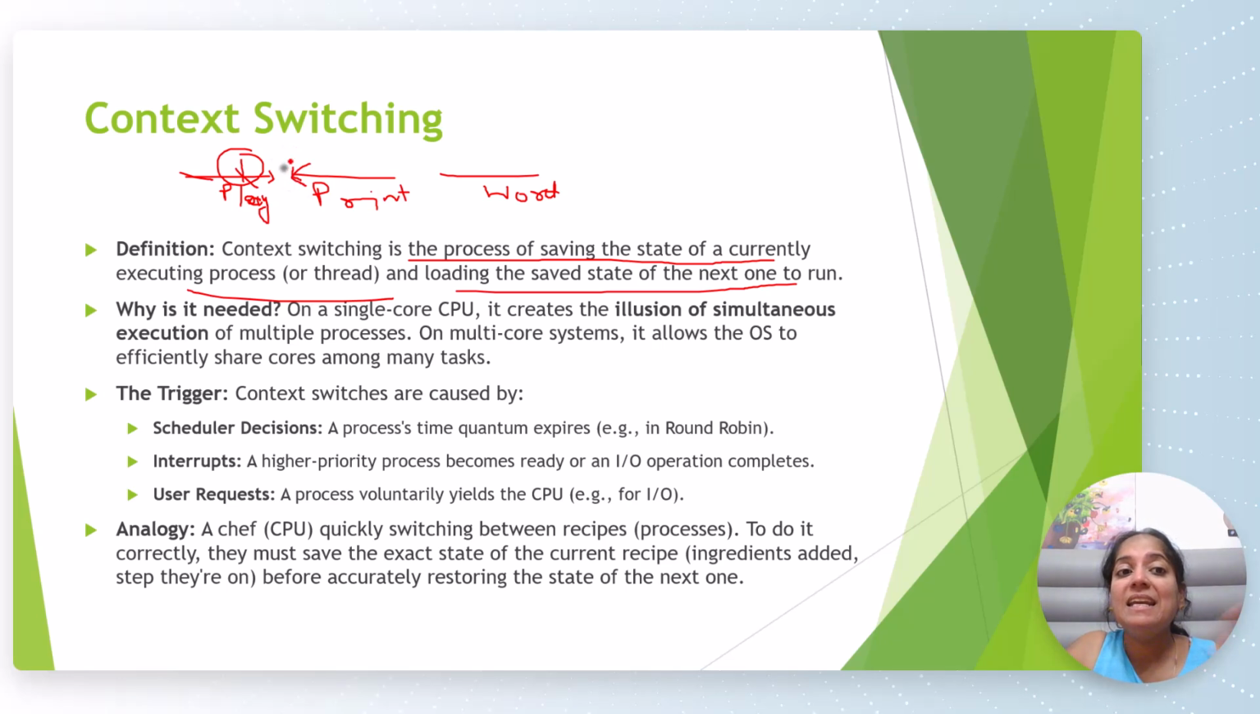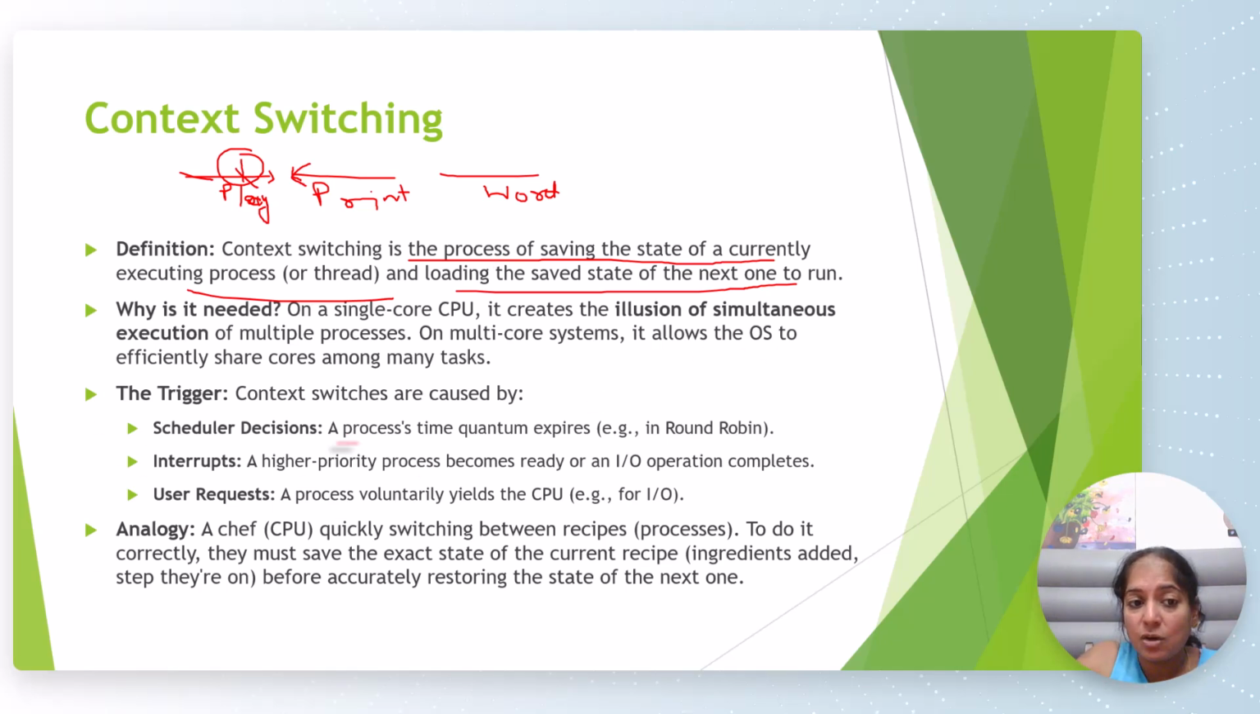So it needs to switch between two processes. That is called context switching. To have an illusion that multiple processes are executing simultaneously, we require context switching. Or to efficiently use the resources, we require context switching.